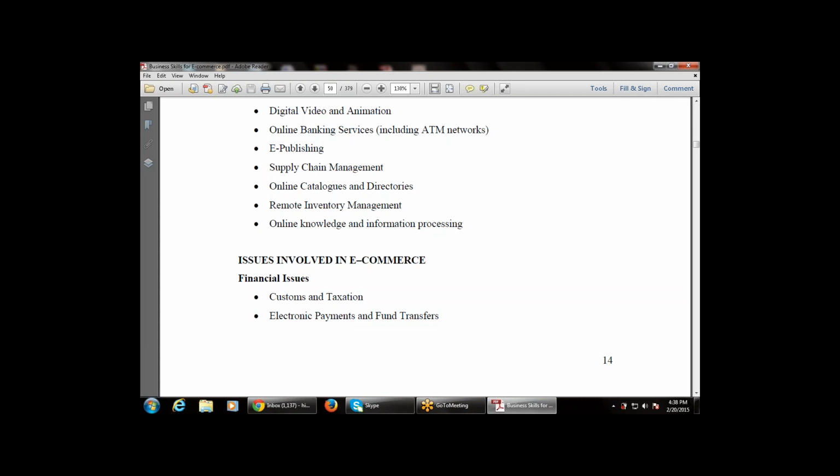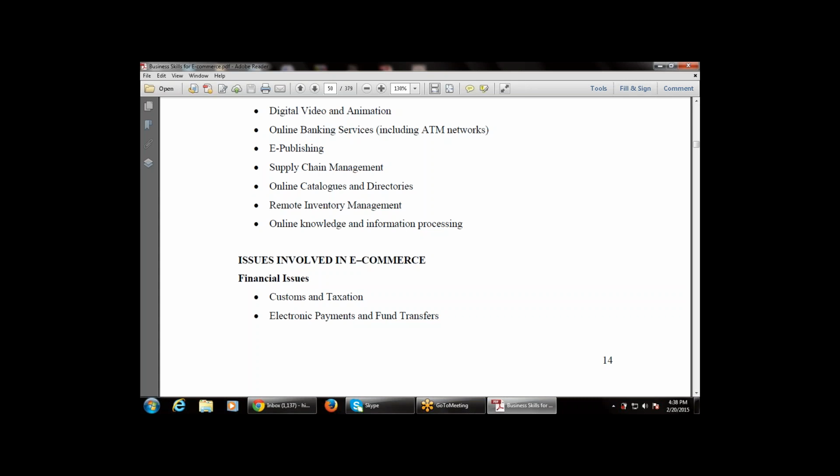Now let's see what are the issues that are available. First one is financial issues. That is the first part, the financial issues. There should be a challenging condition that financial issues are available in e-commerce. That includes customs, taxations, electronic payment and fund transfer.